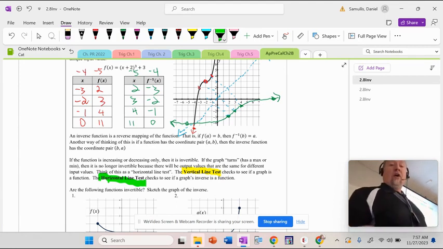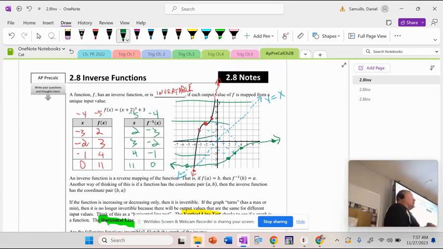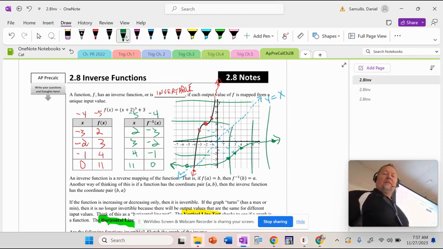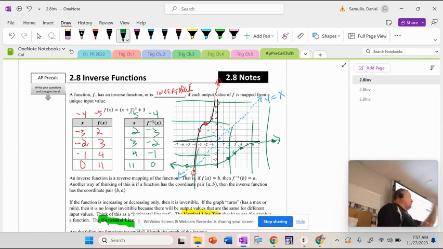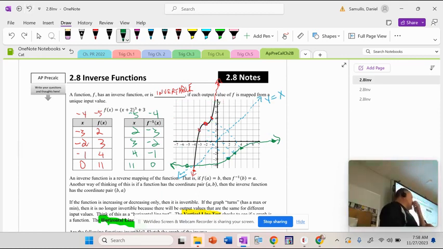The horizontal line test actually proved that the function has an inverse that's a function. How many times did those horizontal lines cross the original graph? Once and only once. That means when I find the inverse, how many times are these vertical lines going to cross? Once. So the horizontal line test tells me that I have a function that's invertible, meaning its inverse is also a function. Okay? So vertical line test, horizontal line test.